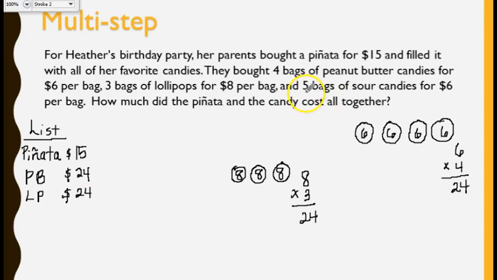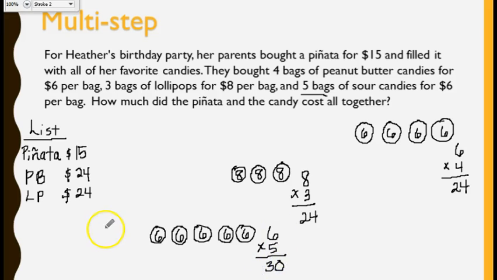Okay, and now we're here. We need 5 bags of sour candies. 5 bags. I'm going to make 5 bags of sour candies for $6 per bag. Okay, so each of these bags are $6. So I could add 6 5 times, or I could just say 6 times 5 is 30. Okay, so the sour candies are the most expensive part for $30.